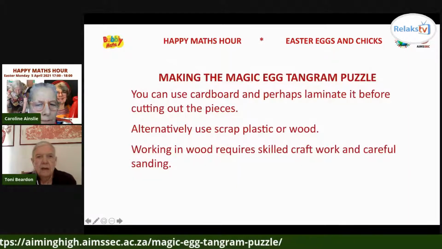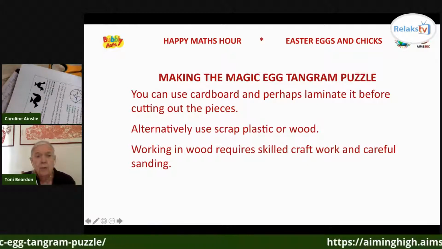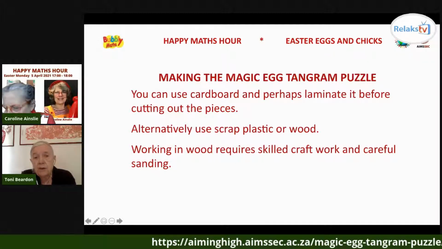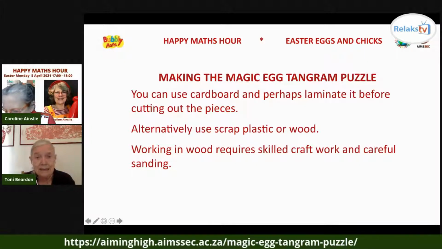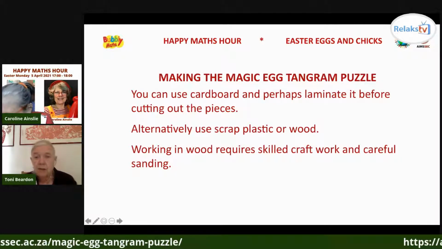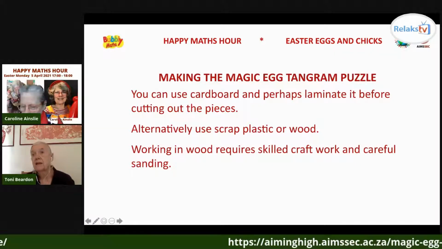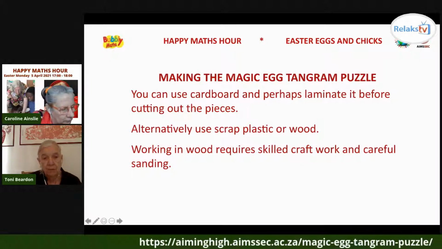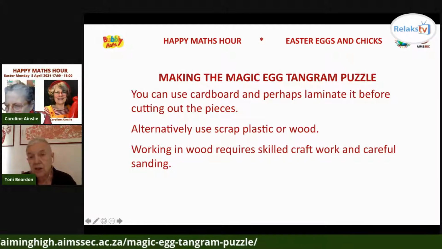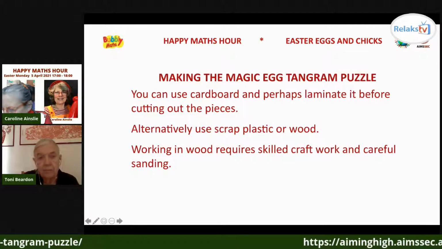Okay. Now, you can use cardboard, and you can perhaps laminate it before cutting out the pieces, and then it'll last. Or alternatively, you can use scrap plastic or wood. Of course, if you use wood, that requires some really skilled craft work, and then to finish it off, some careful sanding and perhaps paint the wood. But it's quite a nice task there to make your own Tangram puzzle some way or other.